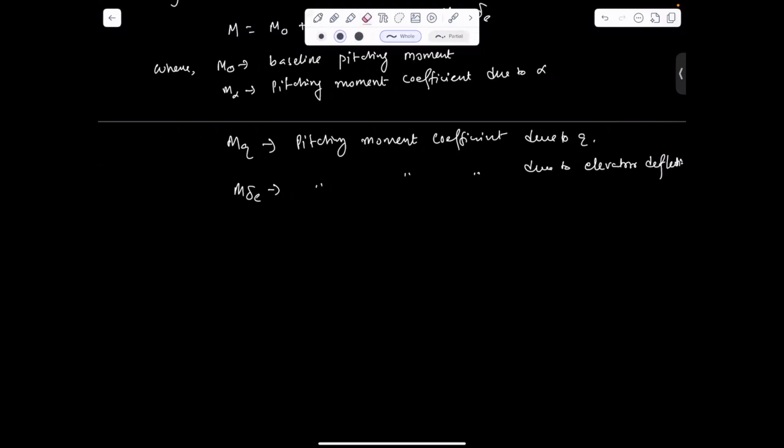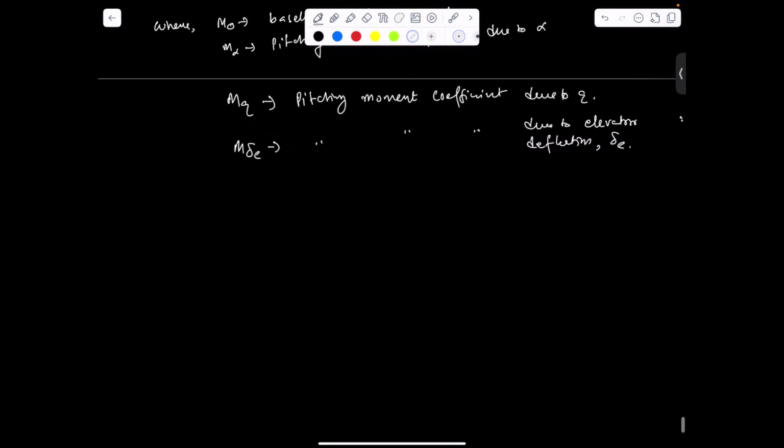Let me write here, elevator deflection delta E, and delta E is the control input here, and this is nothing but the elevator deflection. So now we have to design the control input, this delta E, in this problem.